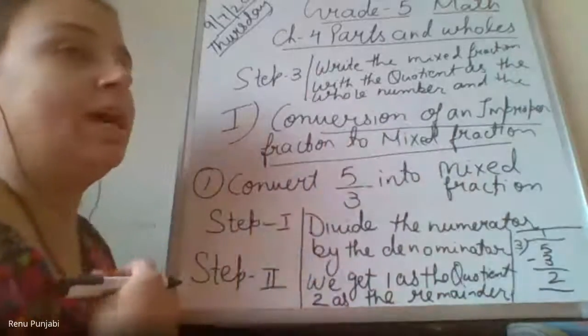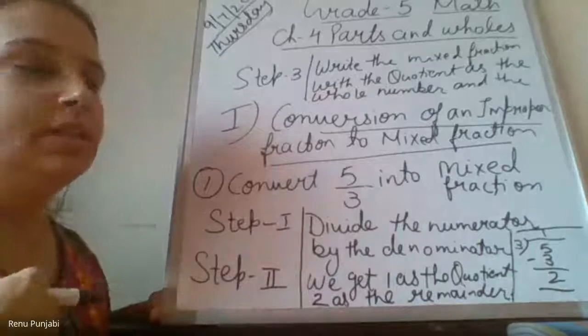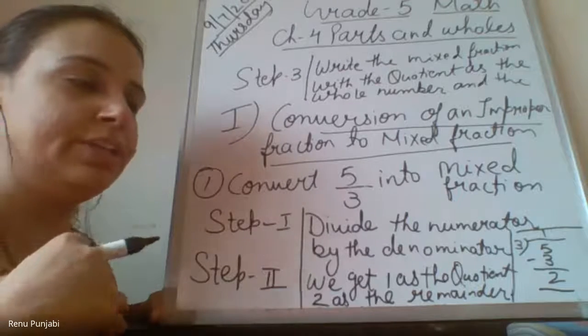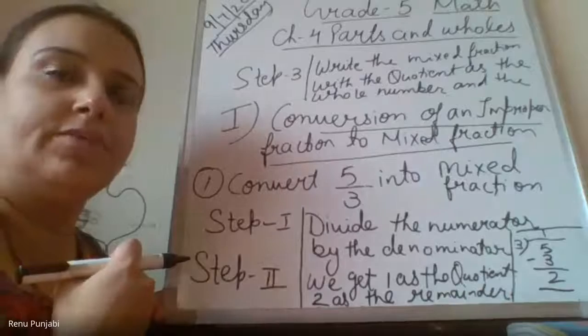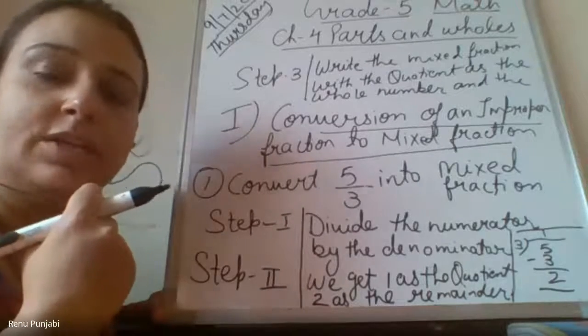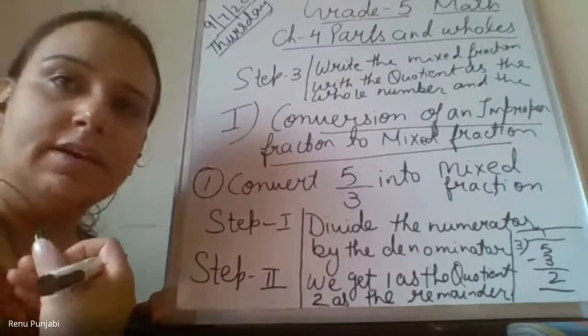Conversion of fractions we are doing. First, we are doing conversion of an improper fraction to the mixed fraction. Nishika, tell me which is the improper fraction? Ma'am, improper fractions are those in which the numerator is bigger than the denominator. Yes, when the numerator is bigger than the denominator, we need to convert it into the mixed fraction because we want to know how much whole part is included in this fraction.